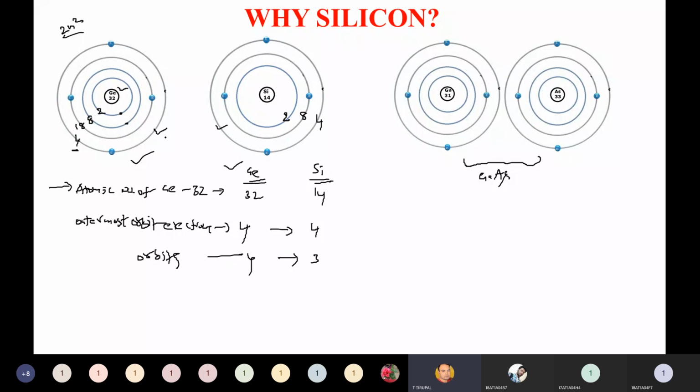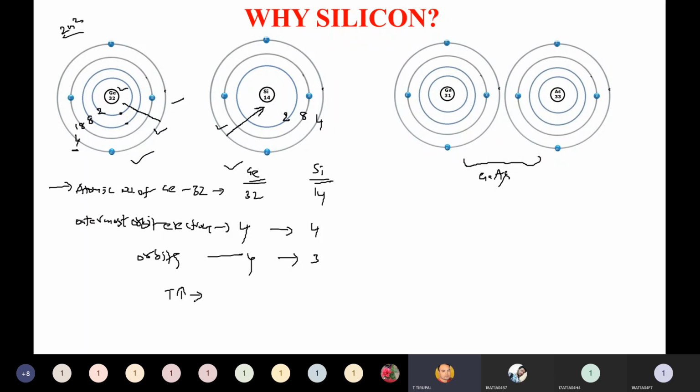Now tell me, as temperature rises, what happens? Temperature increasing means energy is increasing. If energy is increasing, which atom's electrons come outside first? Is it germanium or silicon? Silicon's outermost orbit electrons are more attracted towards the nucleus because there are only 3 orbits. But germanium has four orbits, and the fourth orbit is less attracted towards the nucleus. So there is a possibility that more electrons will come outside from germanium compared with silicon, because the 4 electrons in germanium are less attracted towards the nucleus.